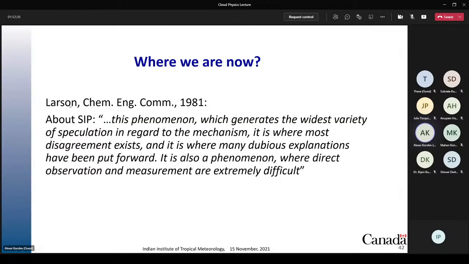So where we are now, I want to quote Larson from his 1981 paper. That's a quote about SIP, that this phenomenon generates the widest variety of speculations with regard to the mechanisms, it is where the most disagreement exists, and it is where many dubious explanations have been put forward. It is also a phenomenon where direct observation and measurements are extremely difficult.